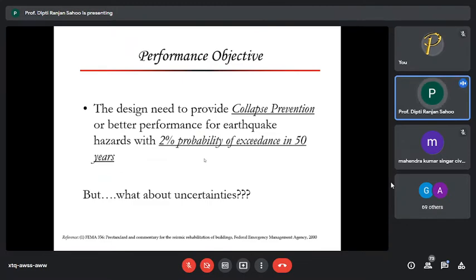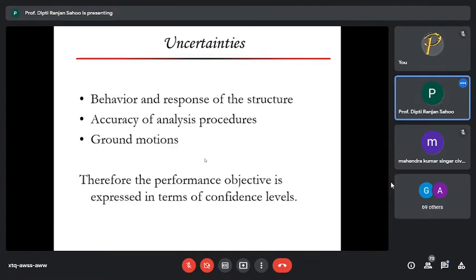Whatever the uncertainties, like I say, the 2% probability in 50 years. So there is uncertainty in the hazard definition, and there is uncertainty in the structural prediction, because you say that this beam or this column will give you the plastic hinge. It all depends on how accurately you model your structure or how accurately you analyze that structure.